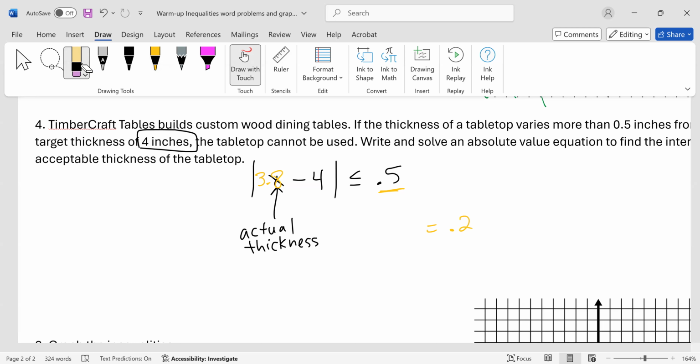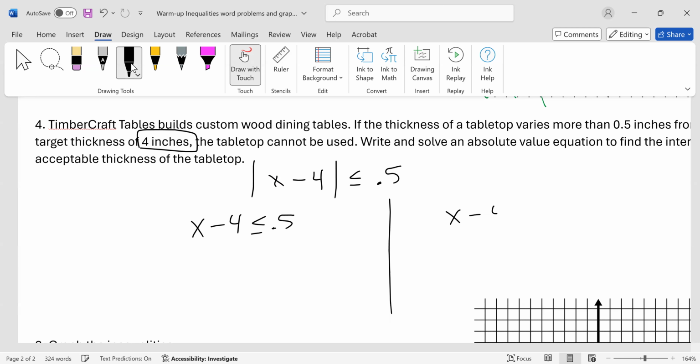And if you solve it, let's see if you guys remember from last week. We're going to create two cases. x minus 4 is less than or equal to 0.5. One case stays exactly the same. The other one is x minus 4 is greater than or equal to negative 0.5. And then you solve it. So guys, I'm going to give you a moment to solve it. Then you can look up here and check your answer. And once you guys solve it, give me the interval.